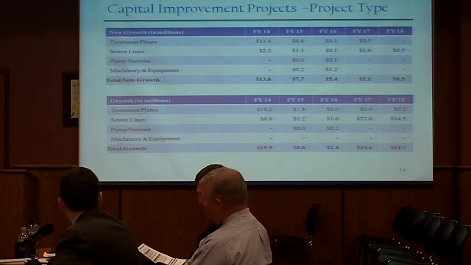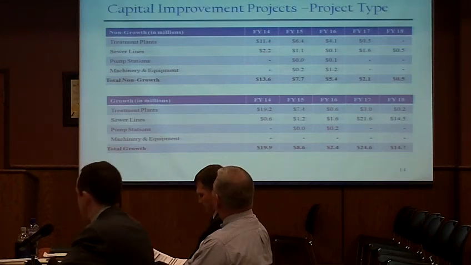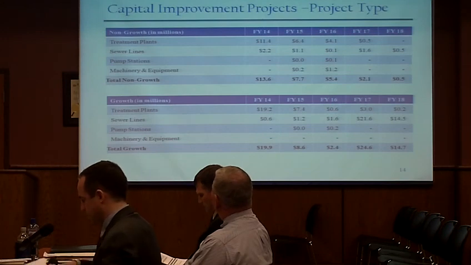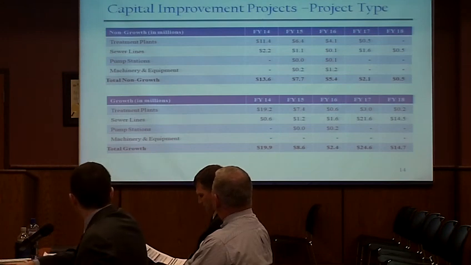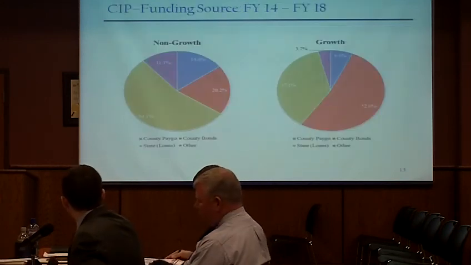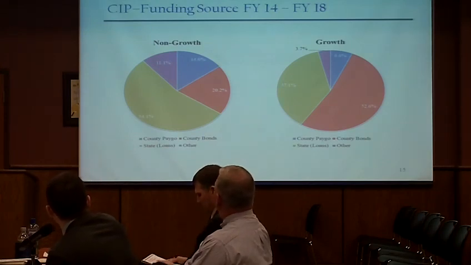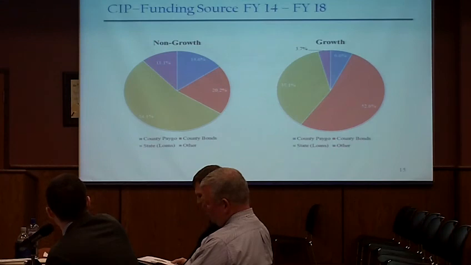Then you can see there's definitely other projects that are already in there: sewer line replacement, pump stations, and shooting equipment. Next slide. This is just a breakdown by funding source for each of those. So you can see your non-growth, user-related projects are mainly going to be loans, 54%. And on the growth side, you can see you're taking out some bonds there.